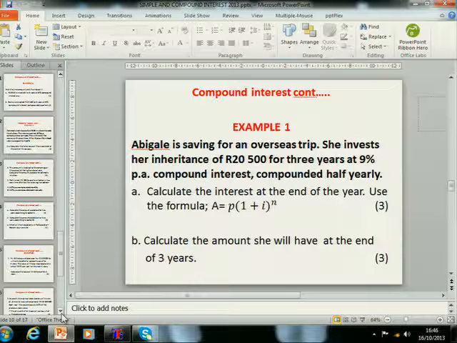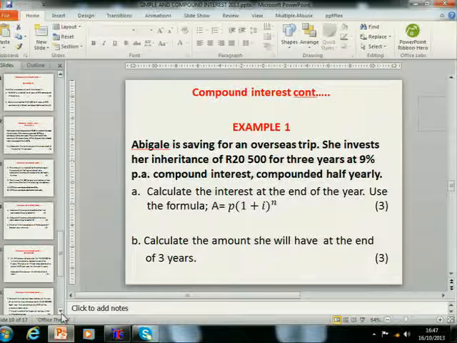We all know P stands for principal amount, i stands for the interest rate, and n stands for the number of years. So now let's look at what's important here. She invested 20,500, which is our P. And then what is our i? Our i is 9%, which is the same as 0,09, per annum, compound interest, compounded half yearly.